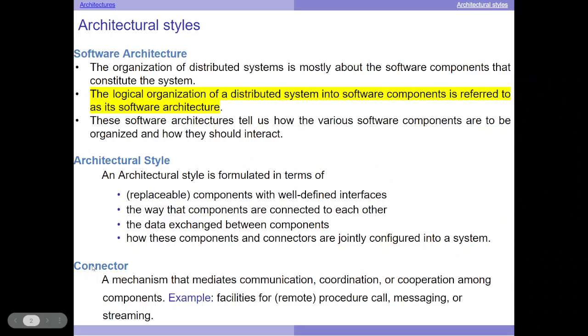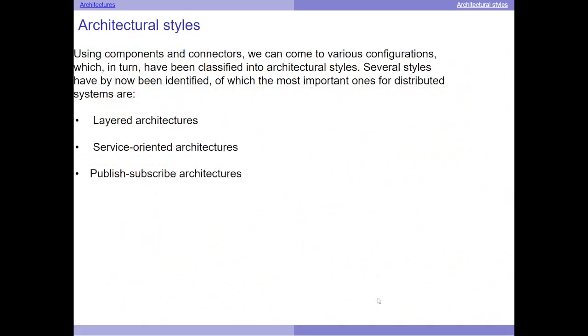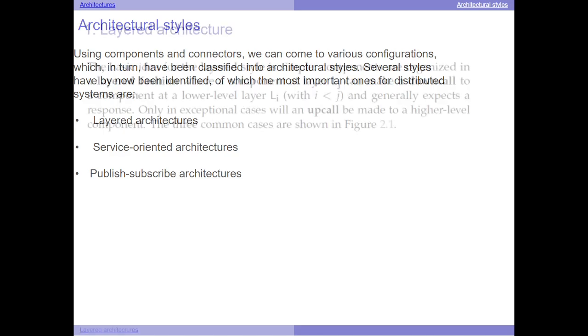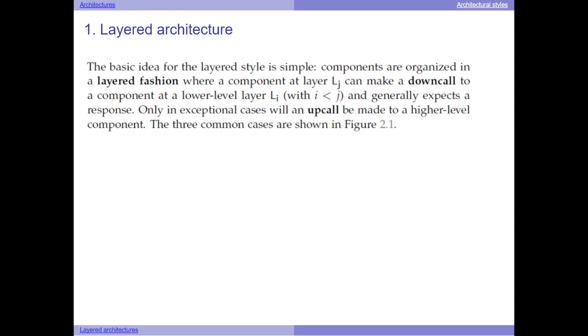The first is connector, a mechanism that mediates communication, coordination or cooperation among components. Examples: RPC, messaging. You might have learned RPC in networking, that is remote procedure call. Now, there are different types of architecture styles: layered architectures, service oriented architectures and publish subscribe architectures. The first we'll learn is layered architecture.